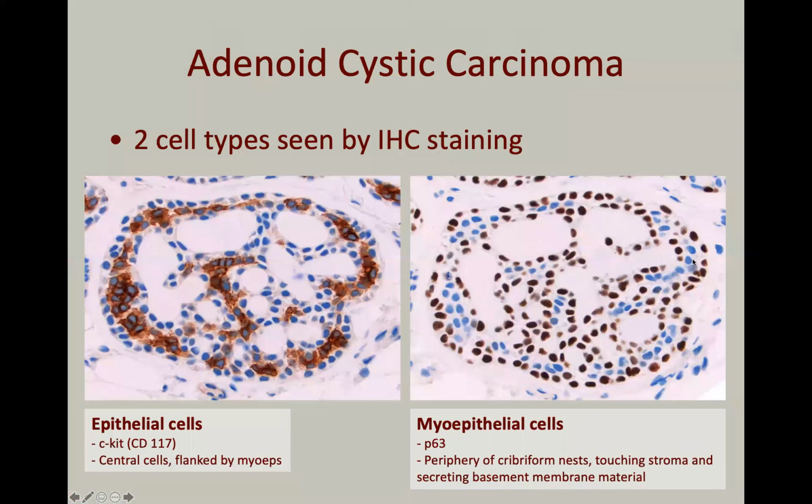You can highlight those 2 cell types by immunohistochemical stains. The epithelial cells stain with something like c-KIT, so brown cytoplasmic reaction, cytoplasmic/membranous, versus P63 or P40, which is a brown nuclear reaction. And you can see how the epithelial cells are kind of sandwiched in the middle between the myoepithelial cells on either side. So the myoeps, again, are secreting the material into these central spaces, and they could also be secreting basement membrane material out into the periphery around those cribriform nests.